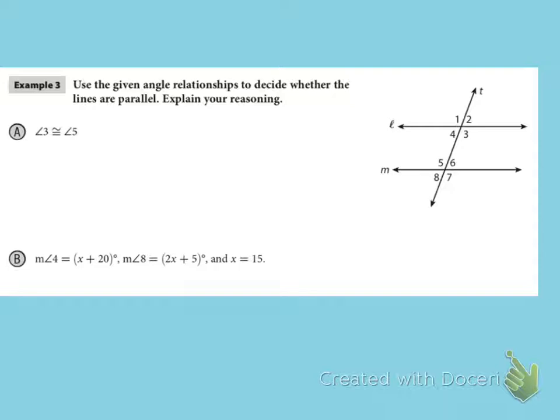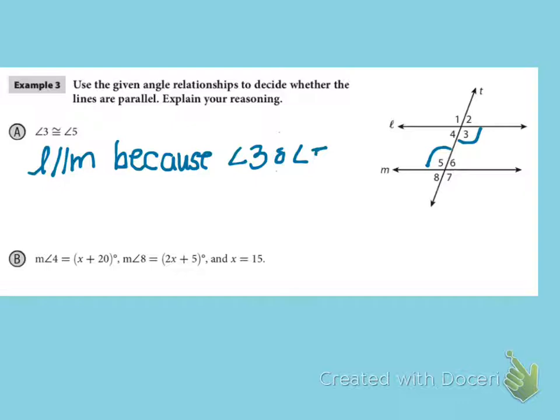So they said that angle 3 and angle 5 are congruent. Okay, well, what kind of special angle pair are they? And in fact, they are one. So I could say that the lines would have to be parallel. I could say L is parallel to M because angle 3 and angle 5 are congruent alternate interior angles.